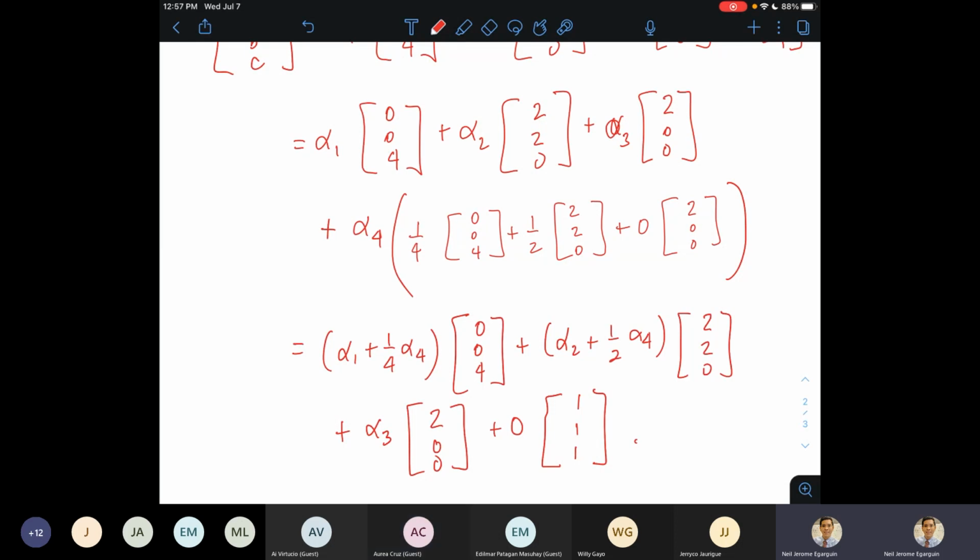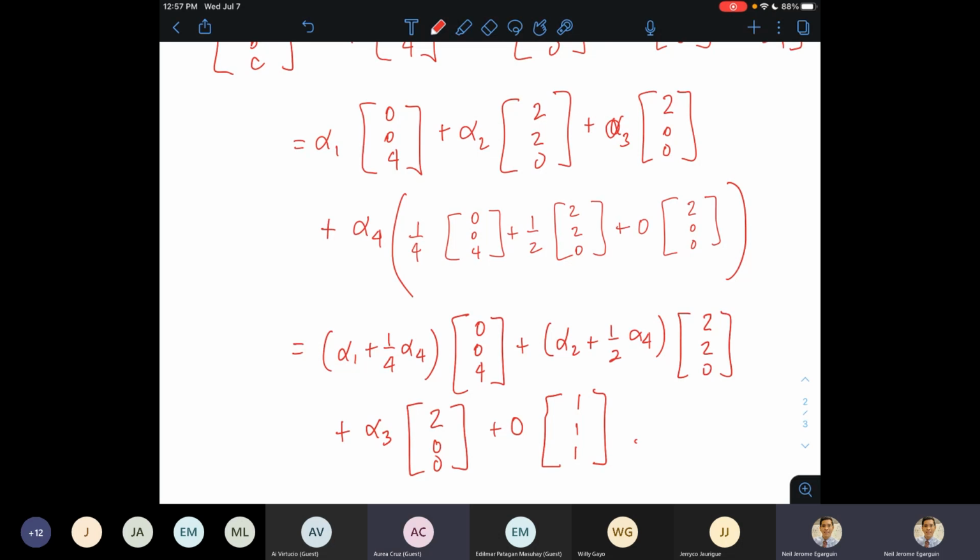Hello guys, is that correct? Alpha 2 plus 1 half alpha 4, 2, 2, 0, alpha 3. Alpha 3, what happened to alpha 3? Plus 0, okay. All right, so I think this is correct, right?